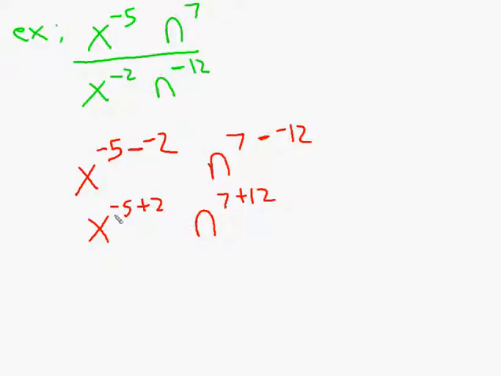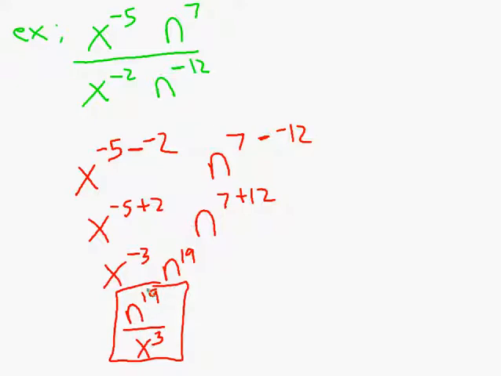So what do I get here? What's negative 5 plus 2? Negative 3. And then I have 19. Last step, what do I need to do? Bring the x down. So I have n to the 19 over x cubed. And that's my final answer. Baby steps on a big problem. Do little pieces at a time.